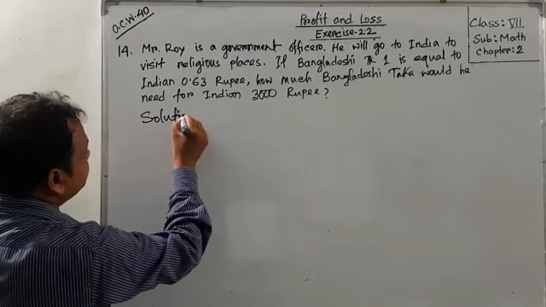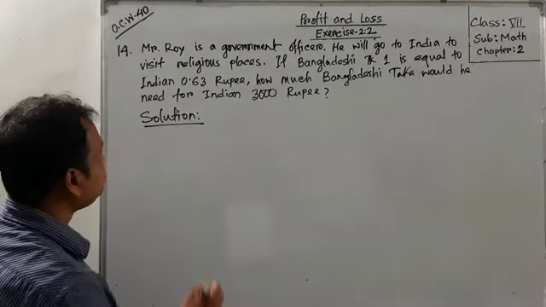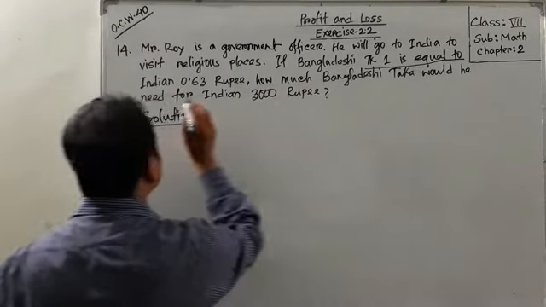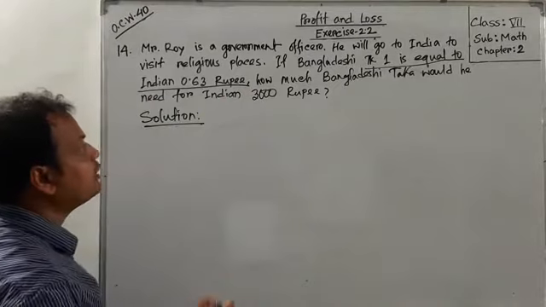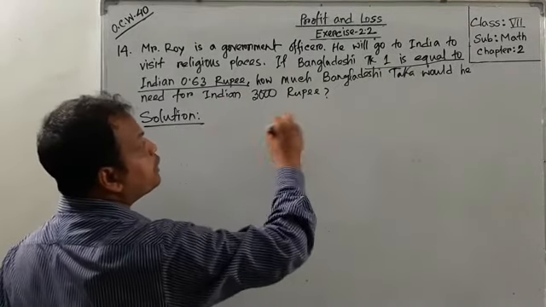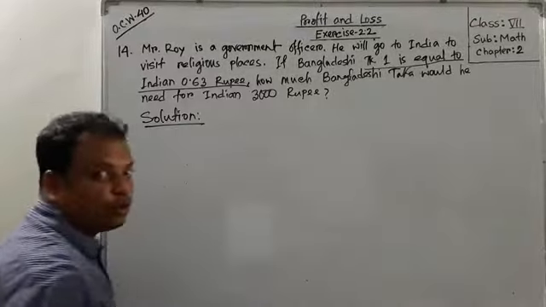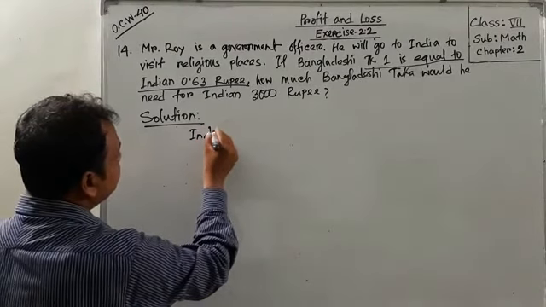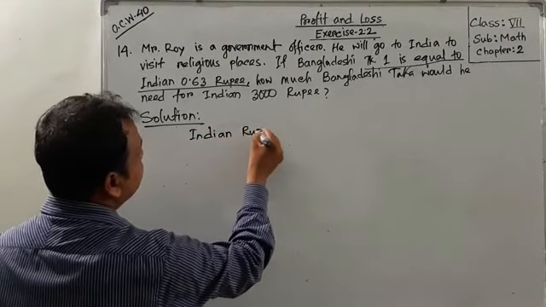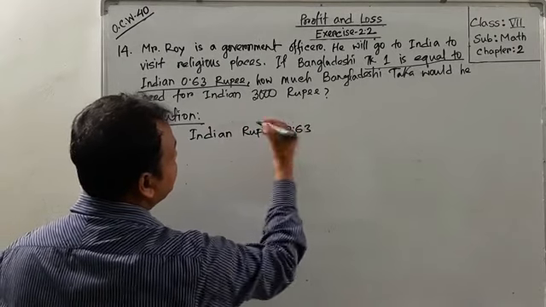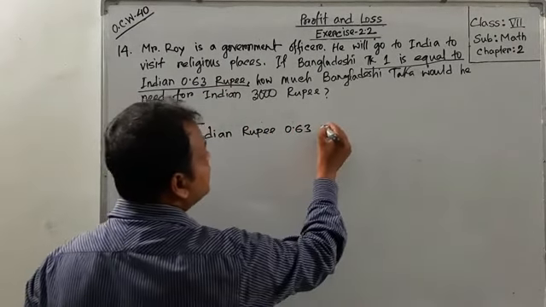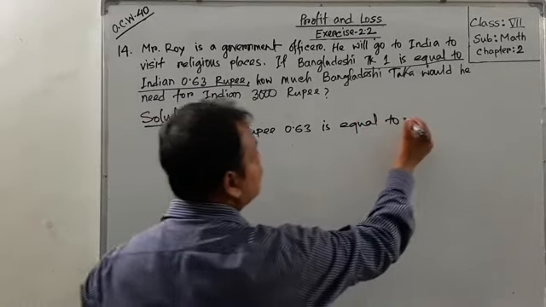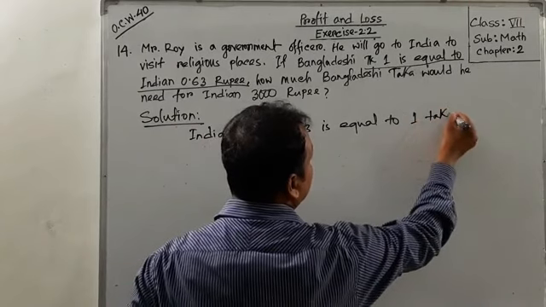Solution. So at first we will write from here taka 1 equals Indian 0.63 rupee. From here we will write. We have to find taka. That's why we need to put taka on the right side. So we will write Indian rupee 0.63 is equal to 1 taka.